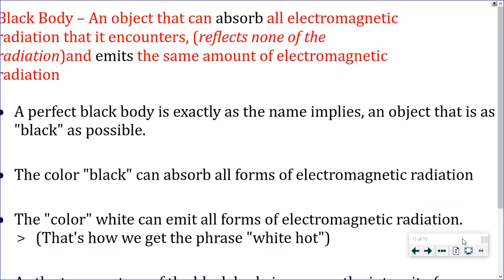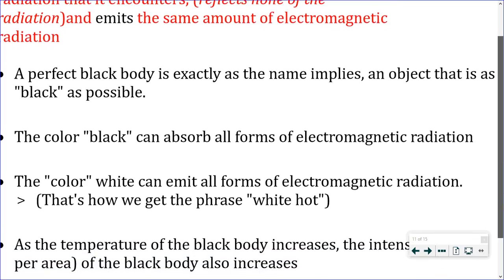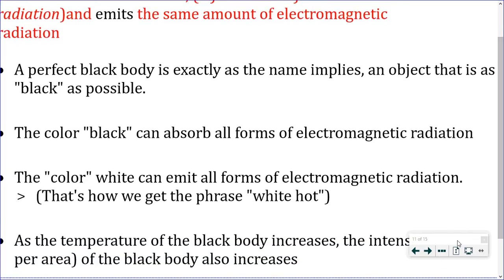So a perfect black body is exactly as the name implies, something that is as black as possible. So we really have no pure black body emitters. Coal comes close because coal is really, really black. And the reason why coal is such a great black body emitter is because the color black can absorb all forms of electromagnetic radiation. The color white can emit all forms of electromagnetic radiation. So that's how we get the phrase white hot.